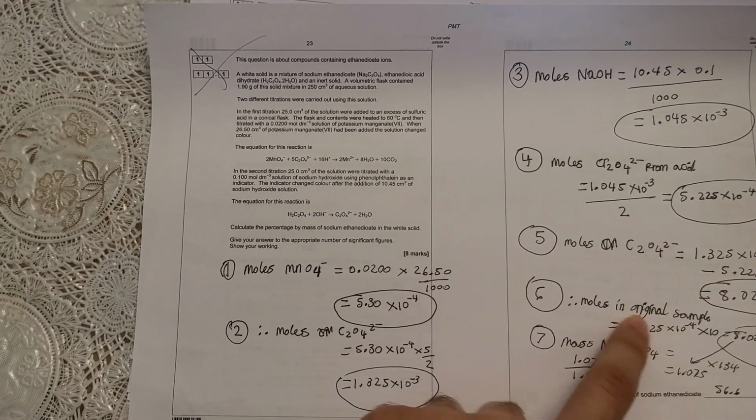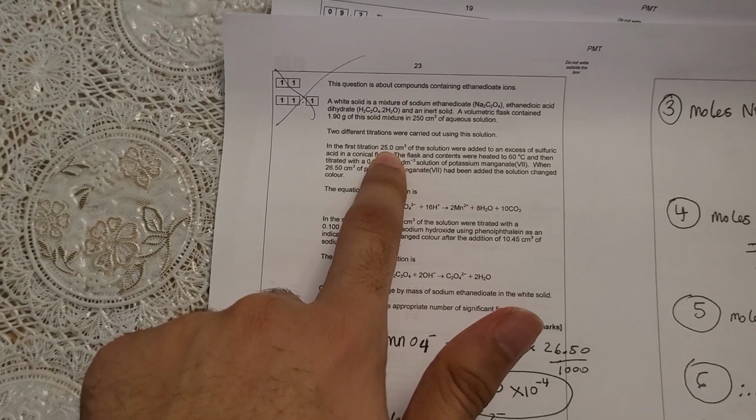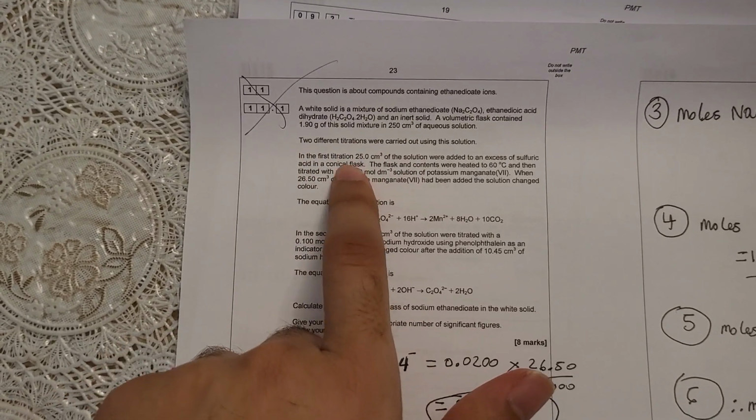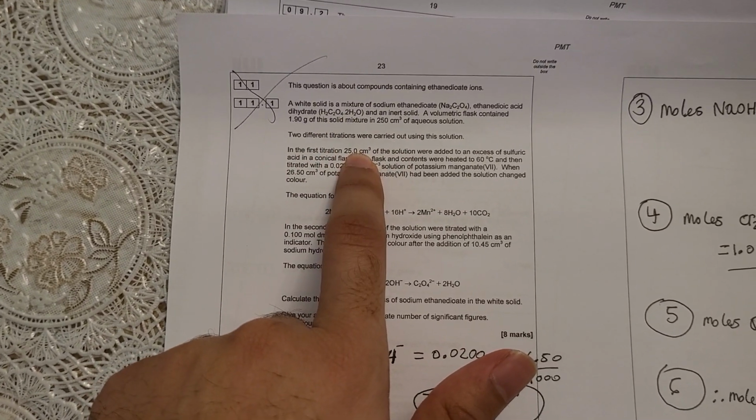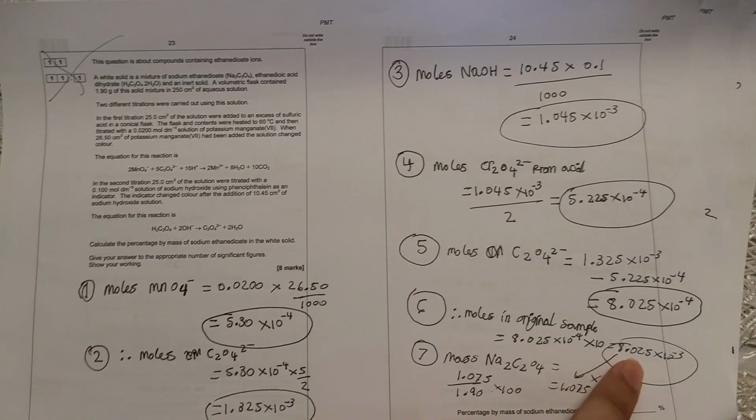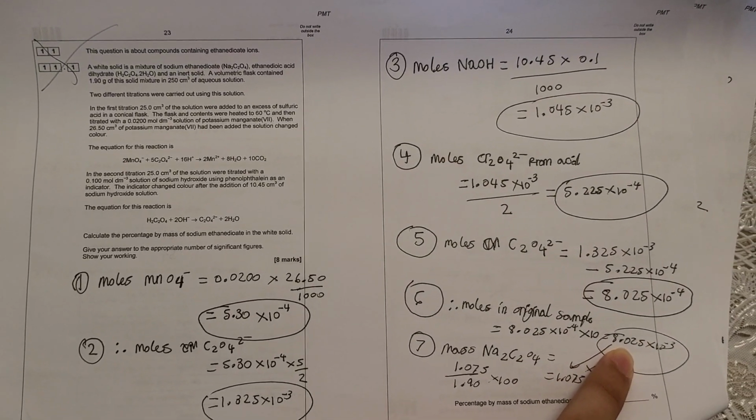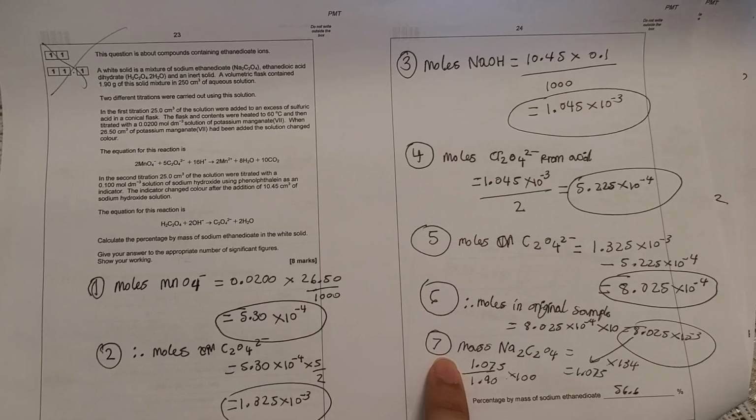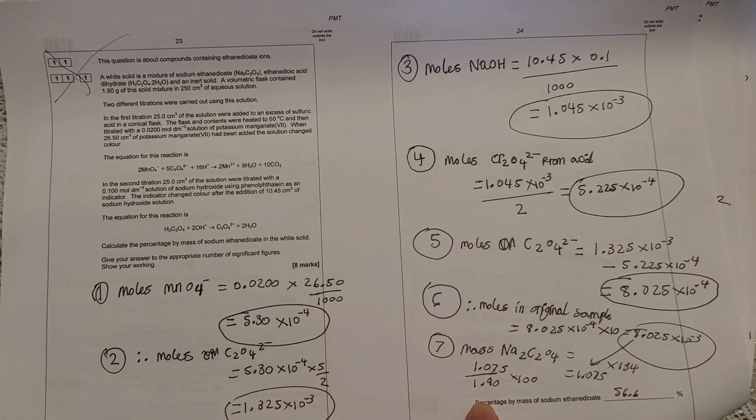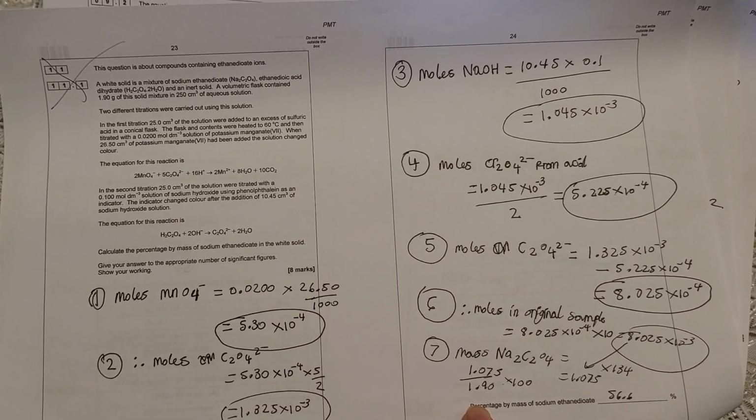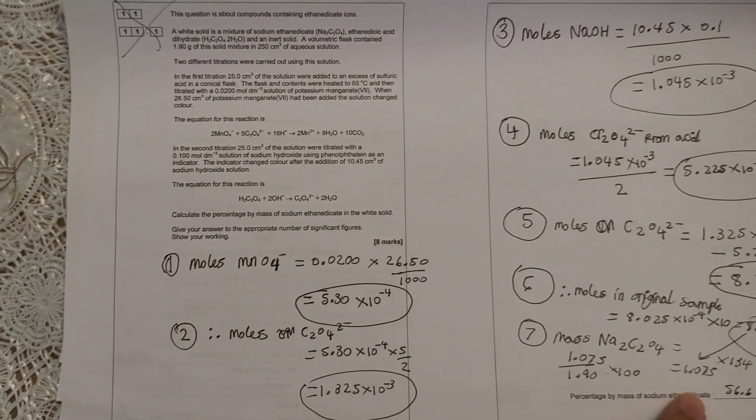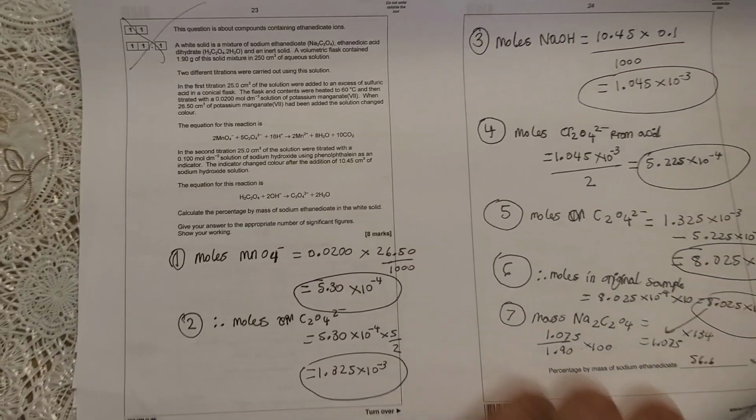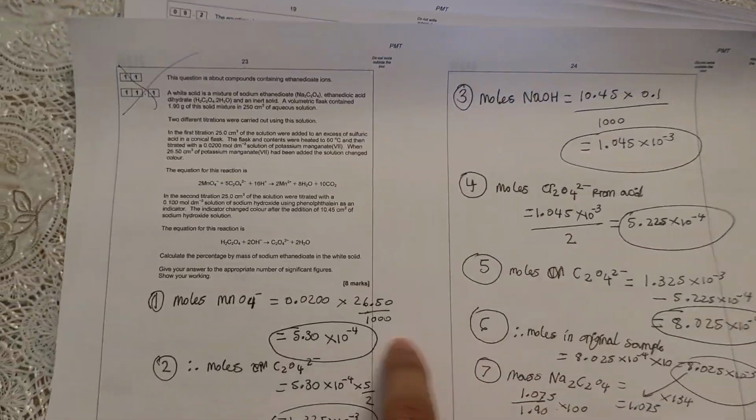Then the moles in the original sample I was working with originally, 250 centimeters cubed, but in the titration I was doing 25, so I need to times by 10, to get 8.025 times by 10 to the power minus 3, and then therefore to find the mass of that, mass is moles times by Mr. You get the mass, and then you substitute that over the total mass 1.90 of the solid times by 100 to get 56.6%. And that's 8 marks for that question.